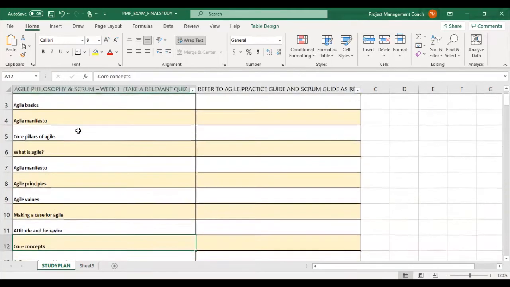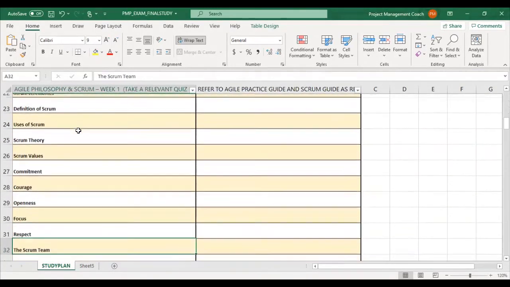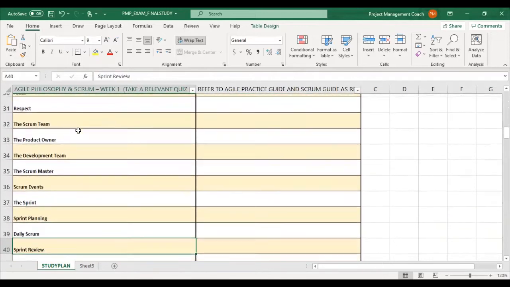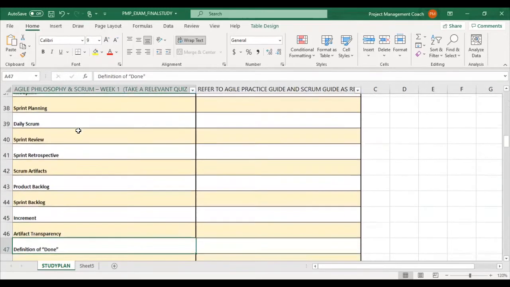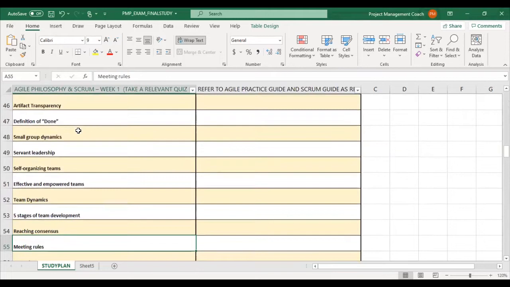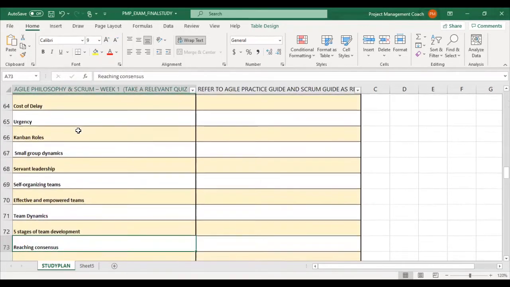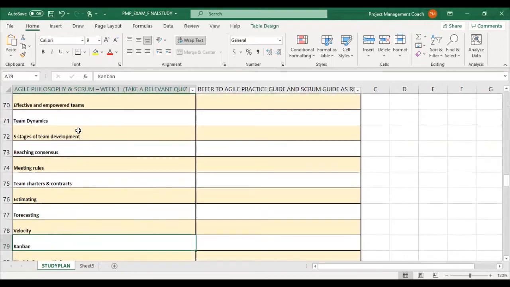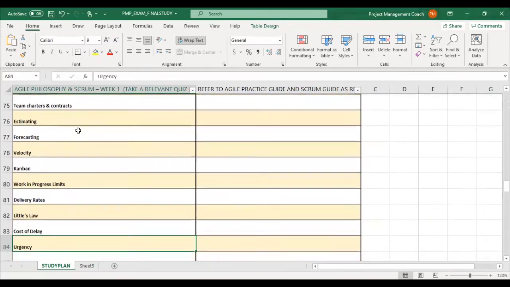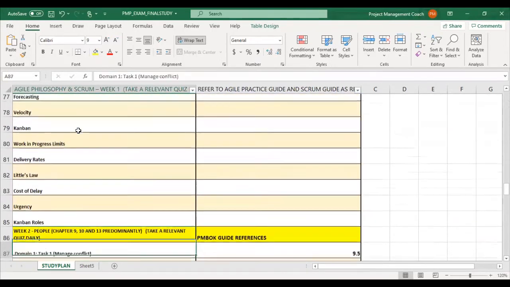Agile Basics, what is Agile, Agile Manifesto, all of these. And there are going to be some that you see and some you don't. I'm just going to go all the way down a little bit slow so that you can see what's on the screen. I cannot share this with you, obviously, on YouTube, but you can make yours. And as you make yours, I would even recommend probably handwriting some of these and internalizing them.